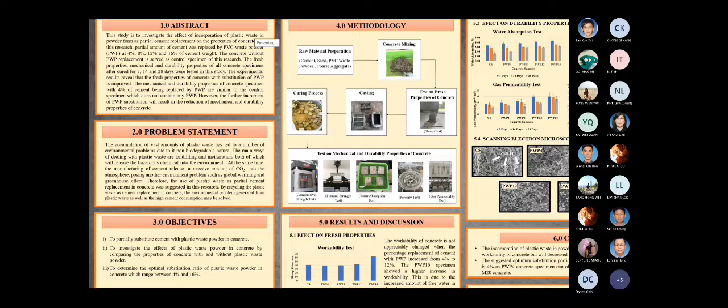Therefore, the use of plastic waste as partial cement replacement in concrete was suggested in this research, because by recycling the plastic waste as cement replacement in concrete, the environmental problem generated from the plastic waste as well as the high cement consumption may be solved.